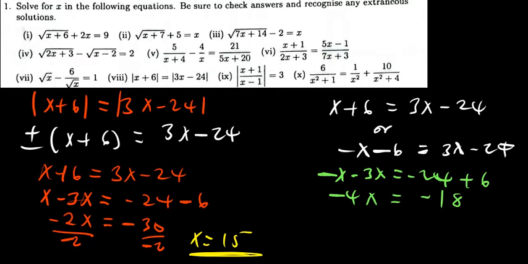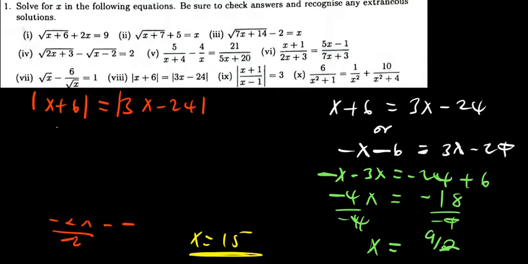So if I divide both sides by negative 4, my x will be equal to, negative and negative will cancel. So I'll say 2 into 18 is 9, and 2 into 4 is 2, so my answer will be 9 over 2. But let's see, do we have any extraneous solution?